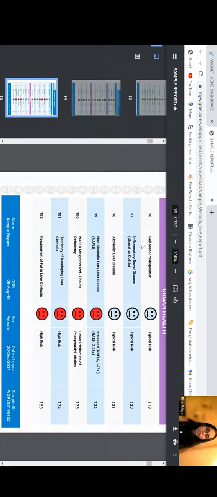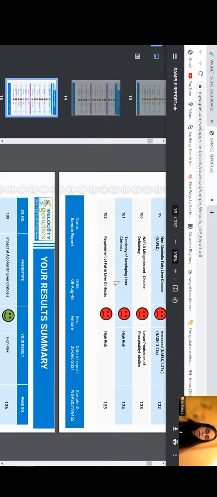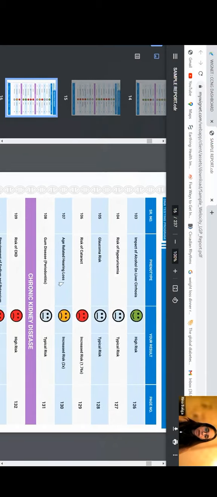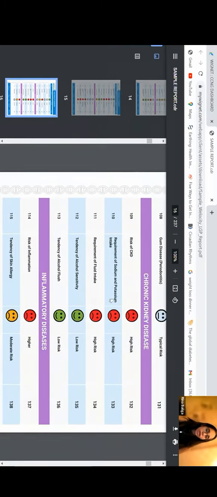Organ health, like I said, gallbladder related, whether it's bowel related, liver disease related. In this case, there is a strong history of liver disease and a predisposition at that. Cataract, hearing loss, then you have uric acid, glaucoma risk. Okay, then kidney disease, you have chronic kidney disease.